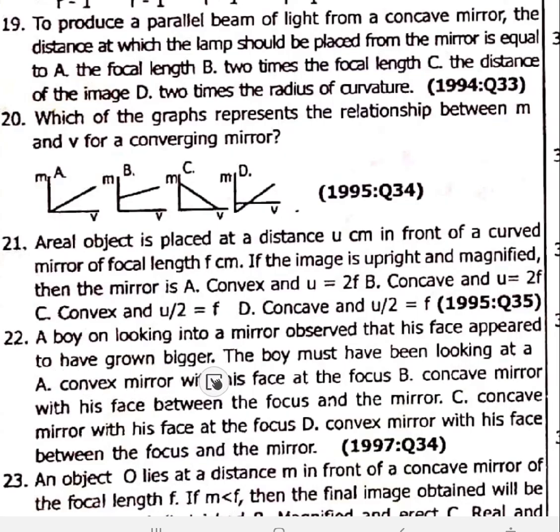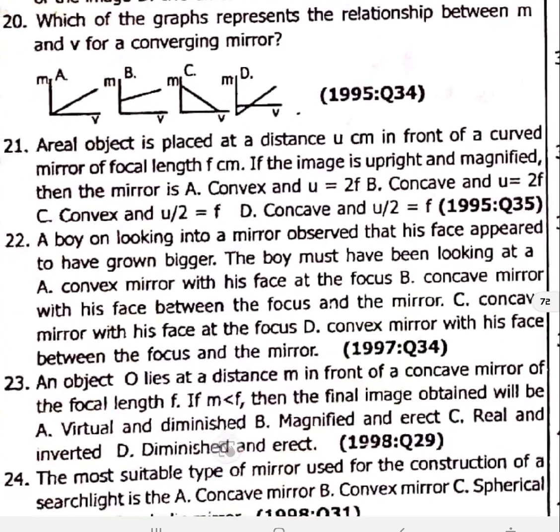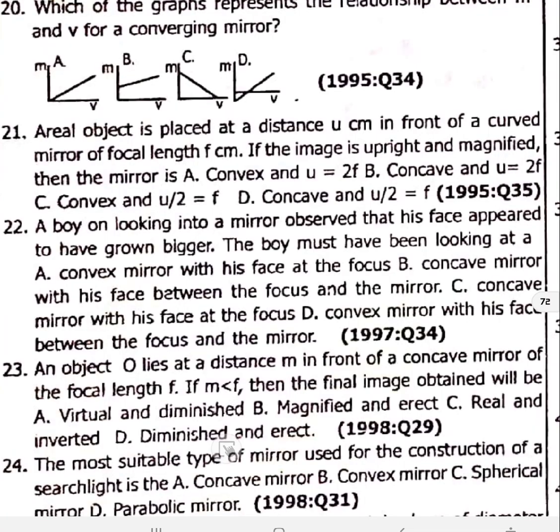22. A boy is looking into a mirror. Observe that his face appeared to have grown bigger. The boy must have been looking at a concave mirror with his face between the focus and the mirror. Whenever your face is between the focus and the mirror, it looks enlarged. This happens in a concave mirror, not convex. So 22 is option B, concave mirror.